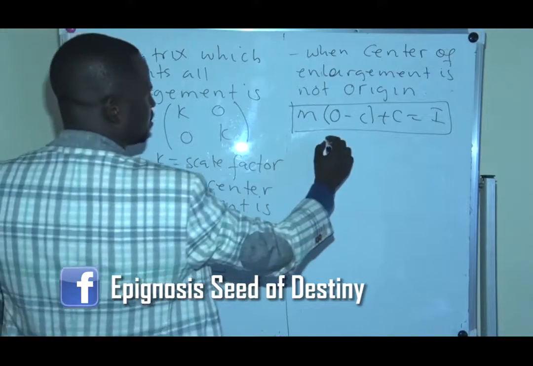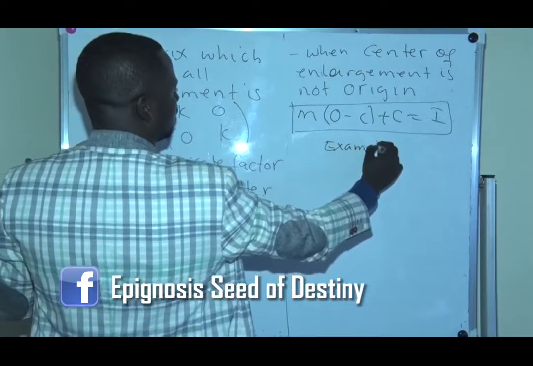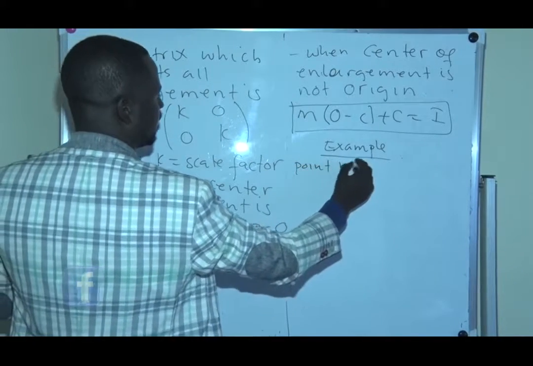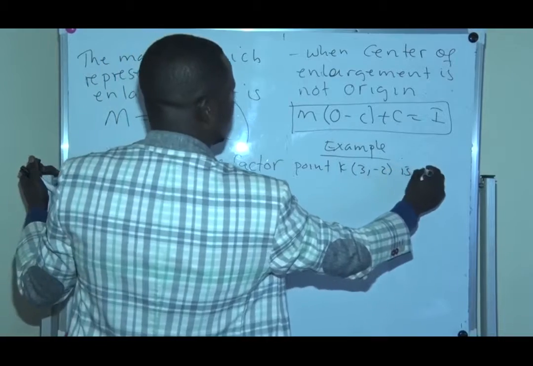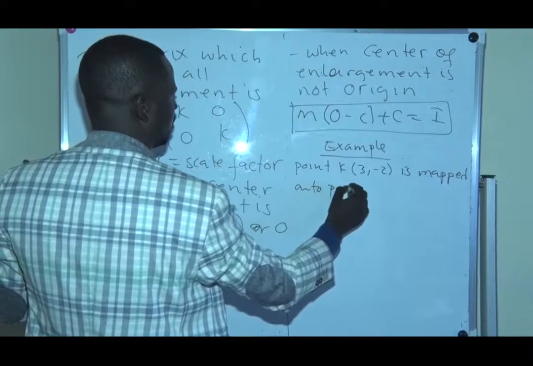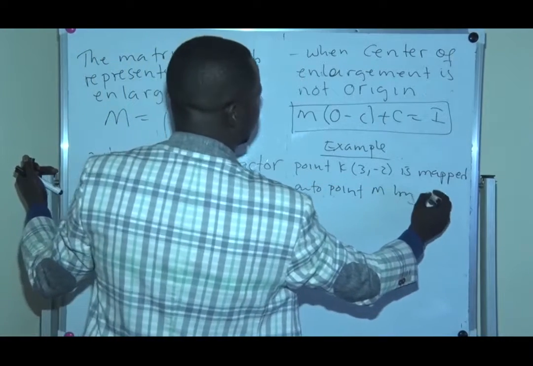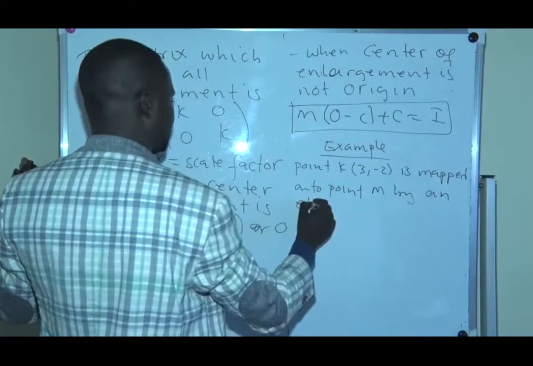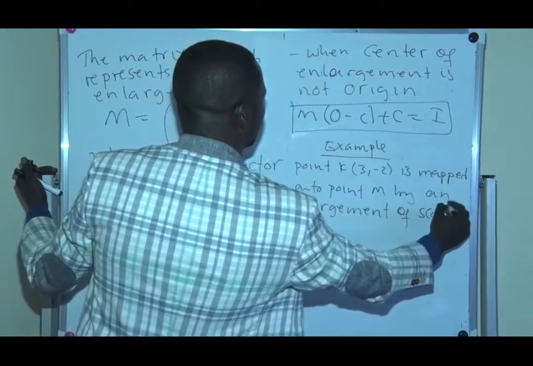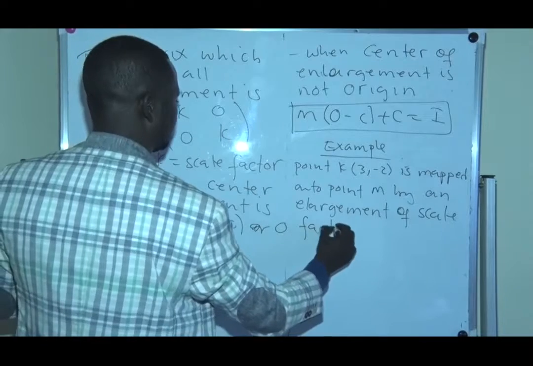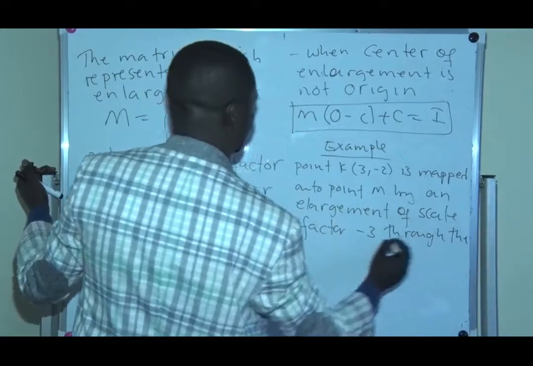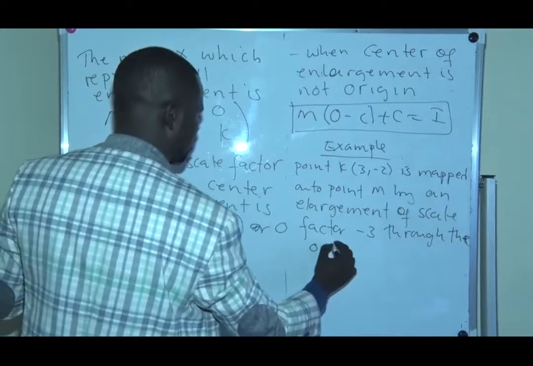Now, I want to take one example. For example, I can say point K, 3, -2 is mapped onto point M by an enlargement of scale factor negative 3 through the origin.